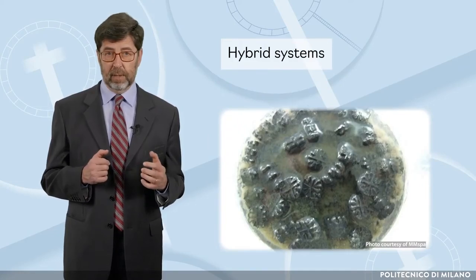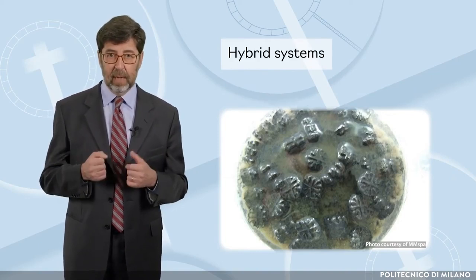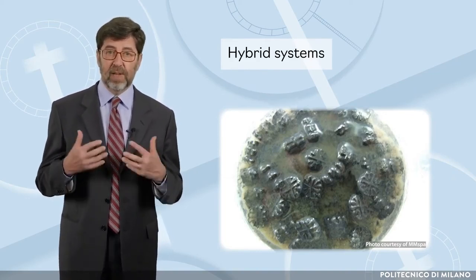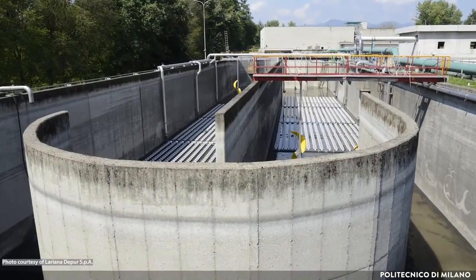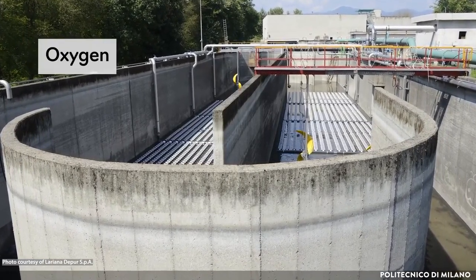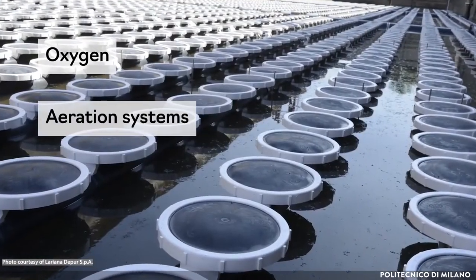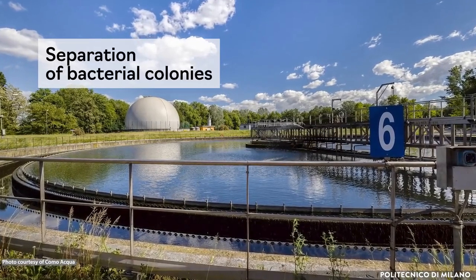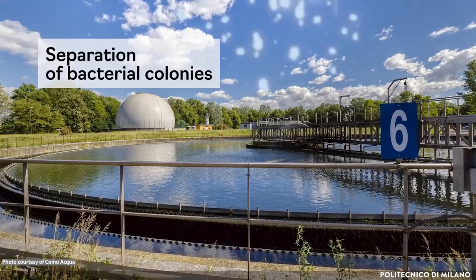In hybrid systems, suspended growth and attached growth are in the same tank. For example, in the IFAS process, integrated fixed film and activated sludge. Whatever the type of process, bacteria need oxygen to perform most of their bioreactions. To provide oxygen, aeration systems are essential. Separation of bacterial colonies from treated wastewater takes place in secondary settling tanks.